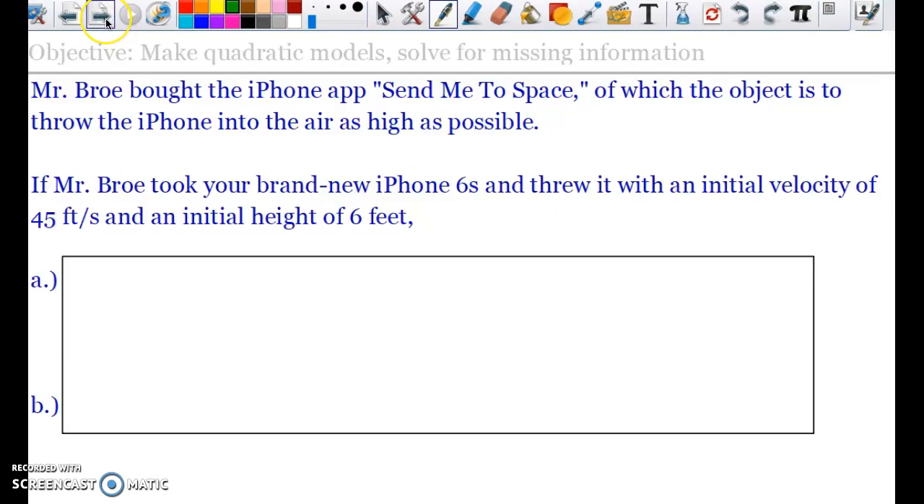Now let's do a couple more. Mr. Bro bought the iPhone app Send Me to Space, of which the object is to throw the iPhone in the air as high as possible. This is a real application and it actually exists. Don't actually throw your phone in the air.